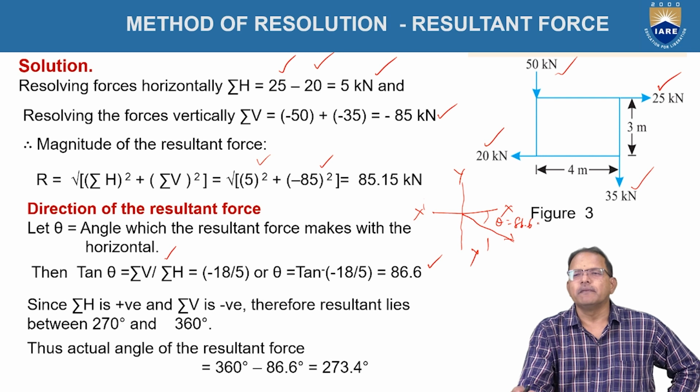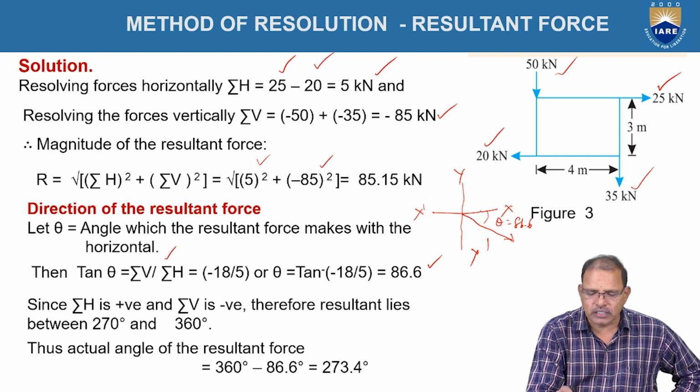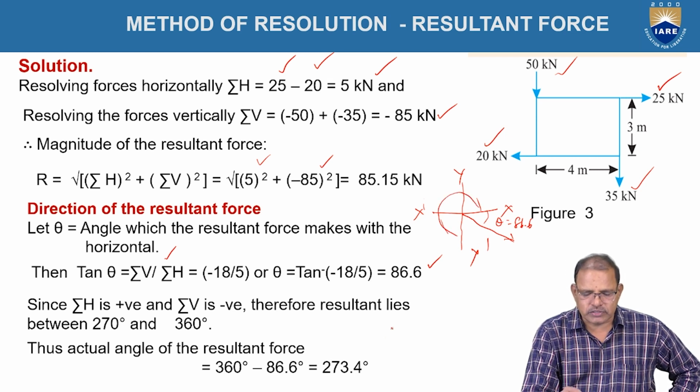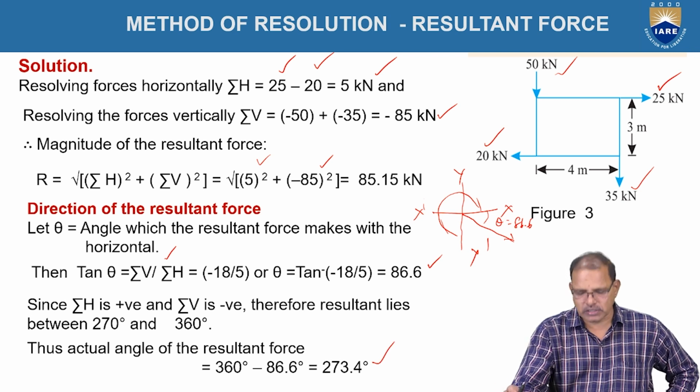86.6 degrees. But generally the inclination is measured in counterclockwise direction on the x-axis. That is this inclination now. Here it is equal to 360 minus 86.6 degrees, which is equal to 273.4 degrees. This is our required answer.